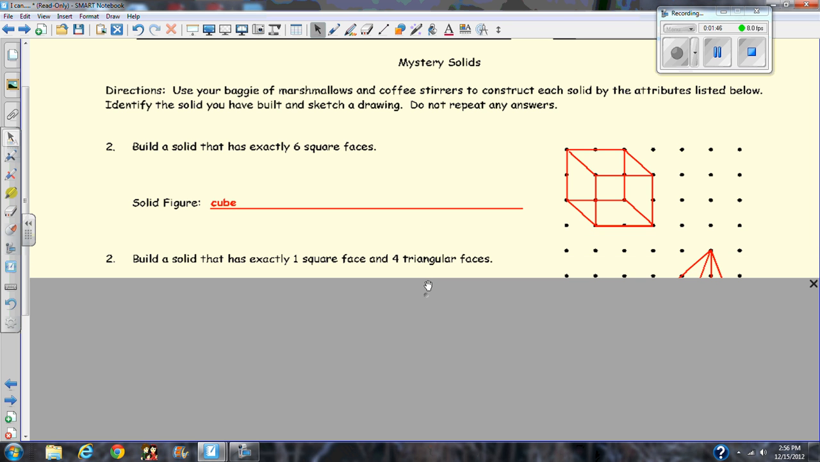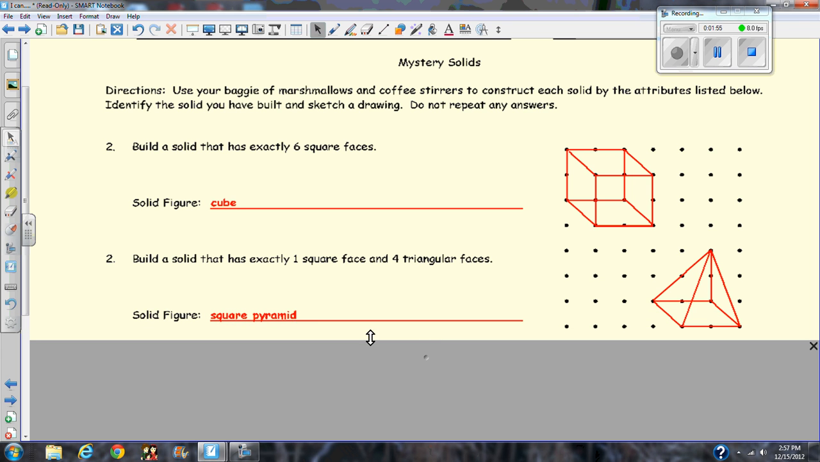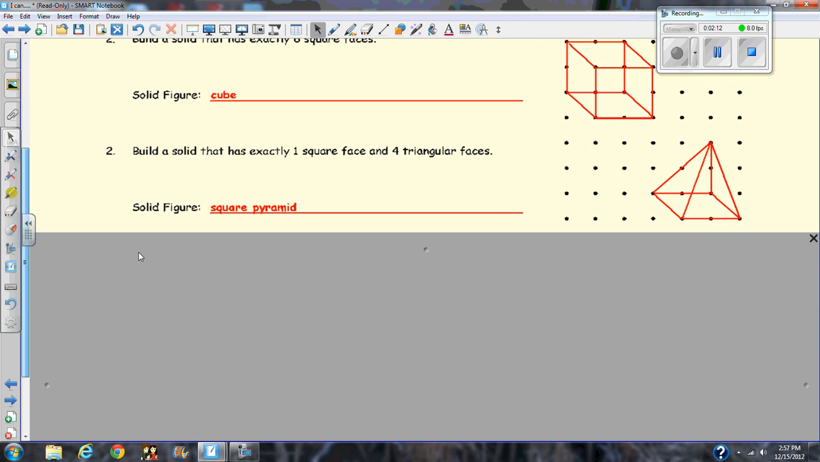build a solid that has exactly 1 square face and 4 triangular faces. A square pyramid would have a square face, which would be the base, and then 4 triangular faces. So on the right here, you can see how you can sketch out your square pyramid. Let's look at the next one here.